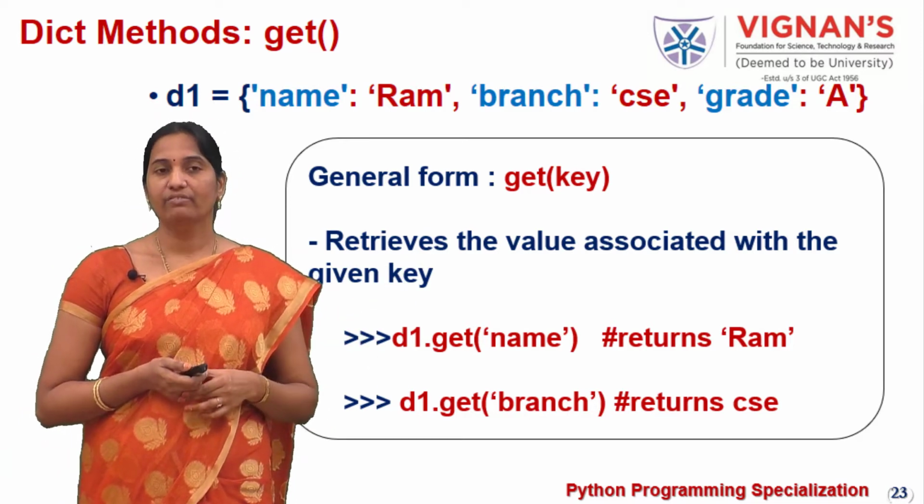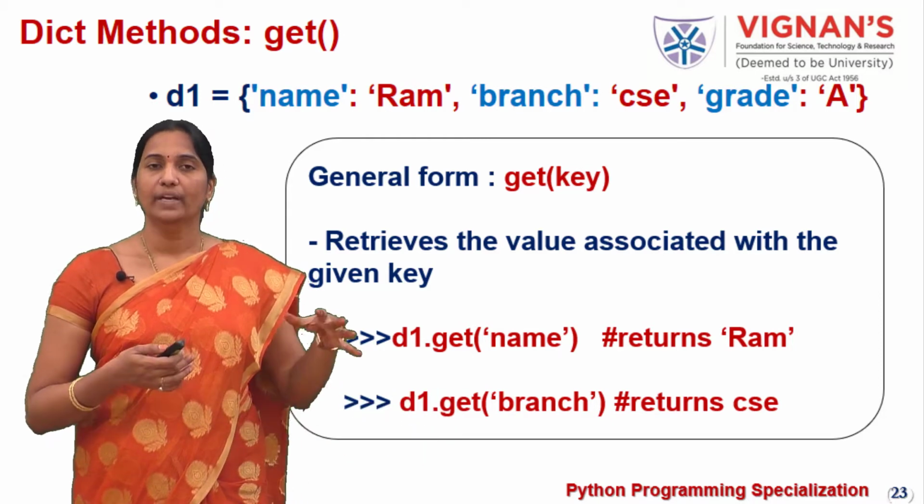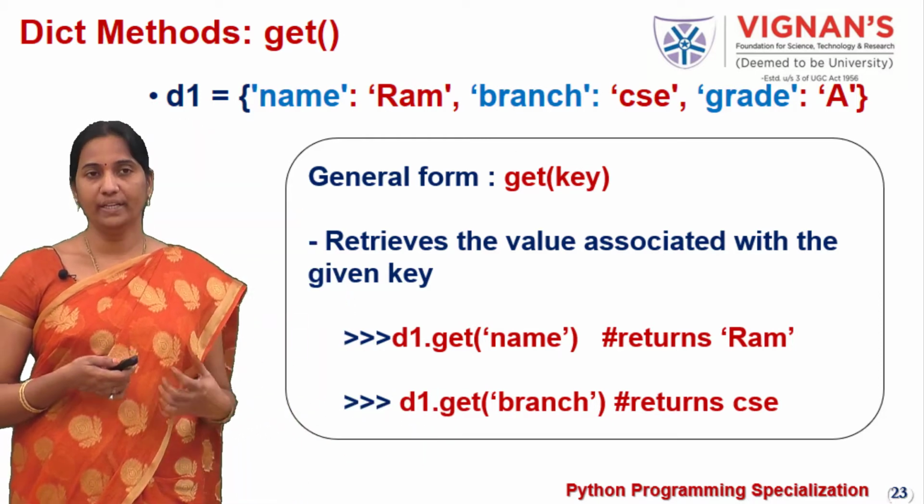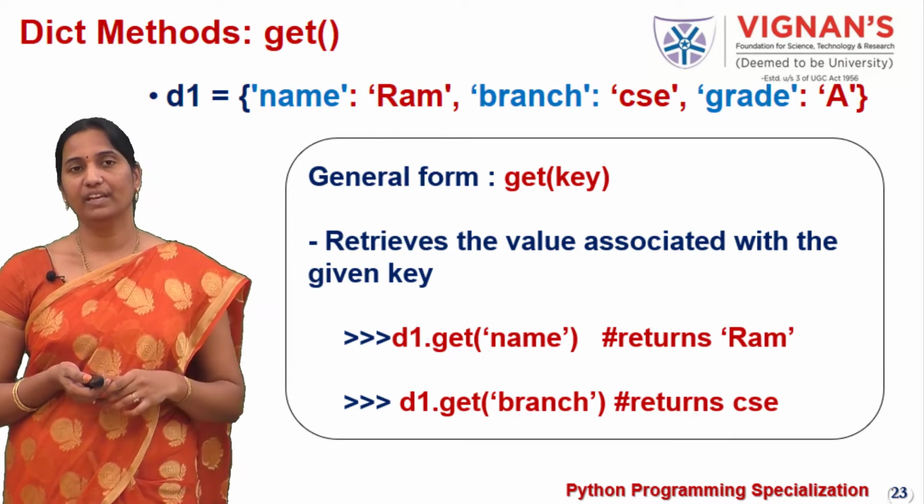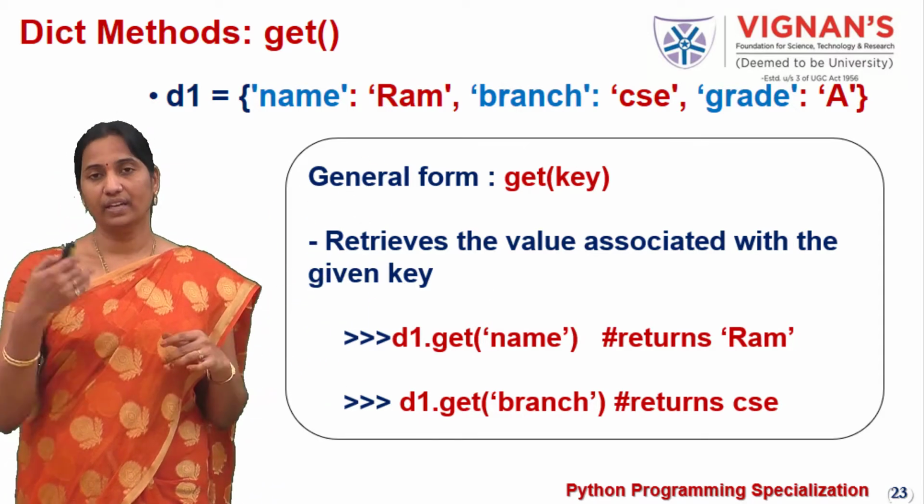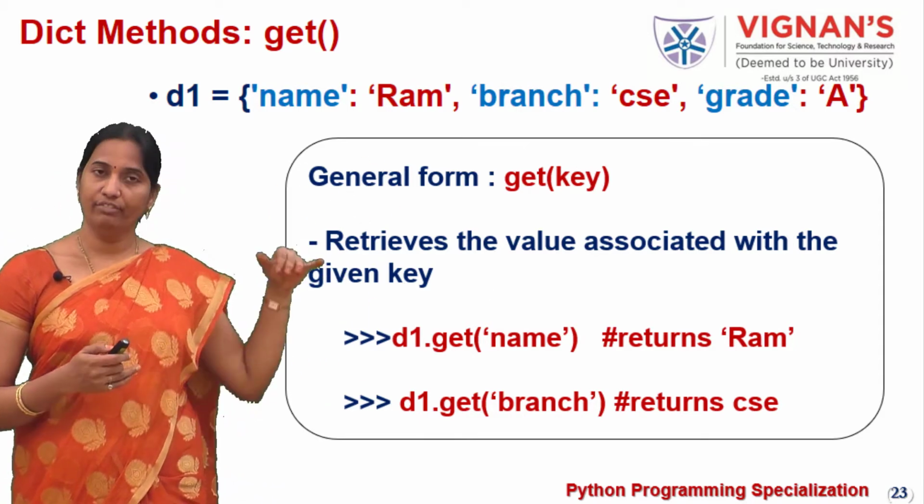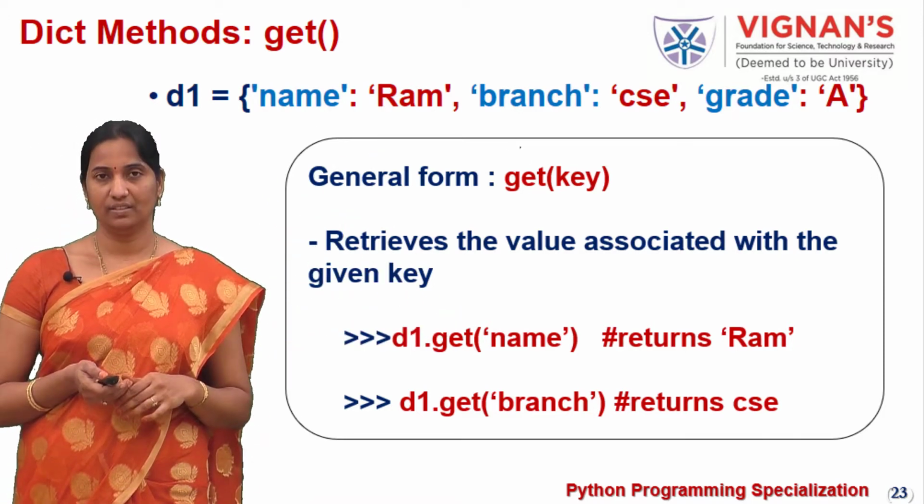And in case the key is not available and you want a default value to be returned by the get method, then along with the key you are allowed to pass a default value. In that case, if the key is not present in the dictionary, it returns that default value, and if it is already present, then the associated value is returned by the get method.